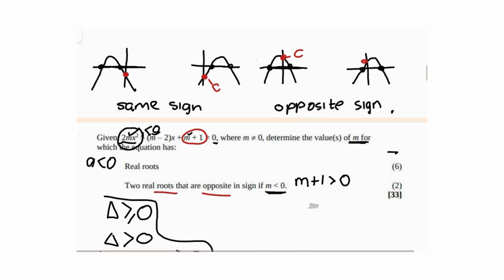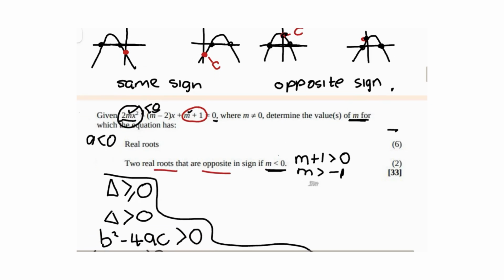And here you see it's on the positive y-axis, meaning when m is greater than -1. So for every value where m is greater than -1, that graph is going to have two roots that are opposite inside. Okay, I hope you're still with me, guys.